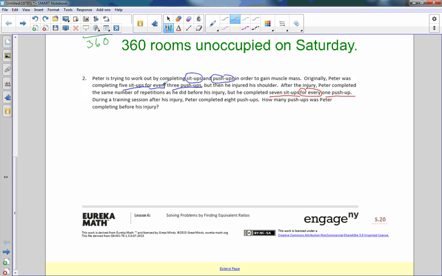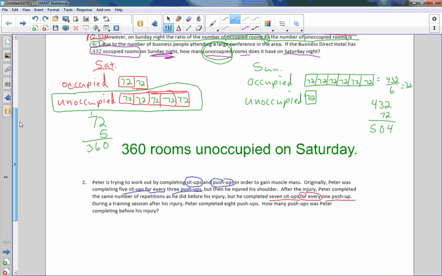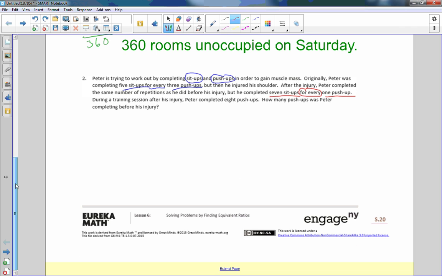It's going to be the same type of problem as before. We are going to do tape diagrams with the same layout as up here. So we're dealing with before injury, and what did he do before injury? Actually, let me change that color just so I'm consistent with up above. Let me make that blue. That was my before injury.